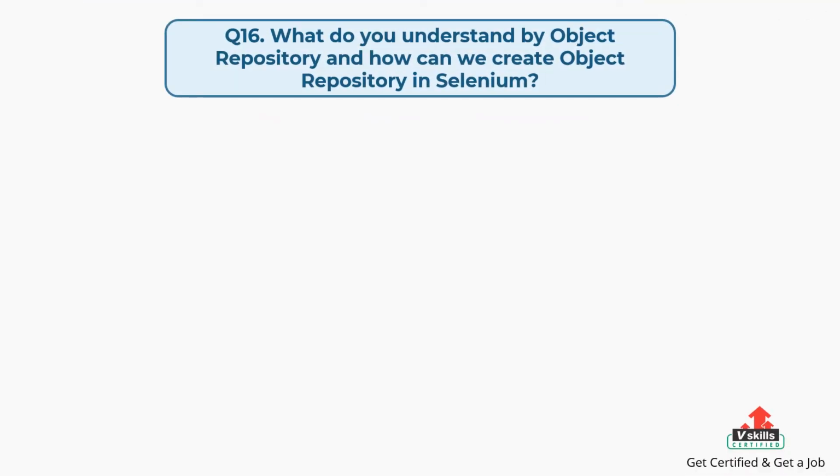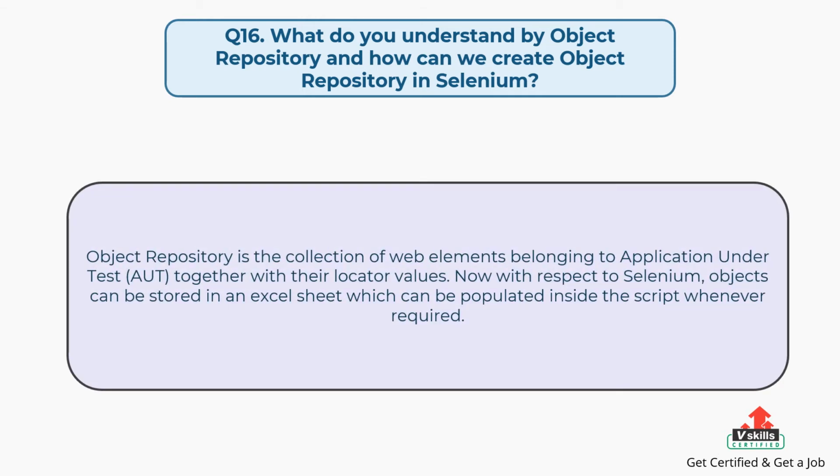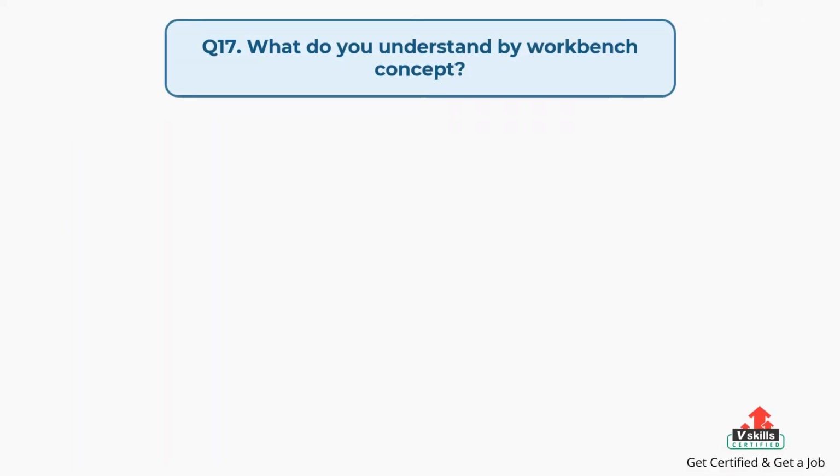Question number 16. What do you understand by object repository and how can we create object repository in Selenium? The answer is, object repository is the collection of web elements belonging to the application under test together with their locator values. Now with respect to Selenium, objects can be stored in an Excel sheet which can be populated inside the script whenever required.